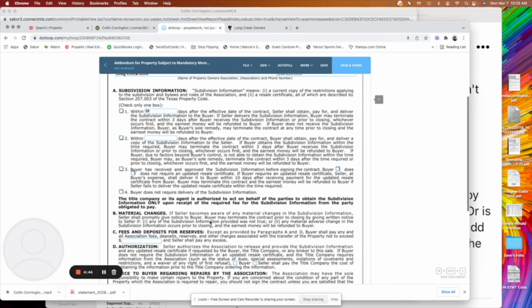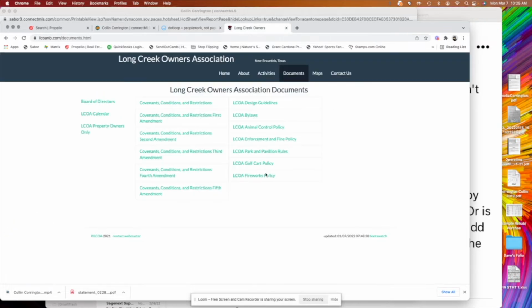The next thing is when we're looking at the four of these things, like who's going to obtain and pay for. So right here, these documents are actually pretty easy to get. This does not include a resale certificate. The HOA needs to know who the new homeowners are. They have to know how to get in contact with them.